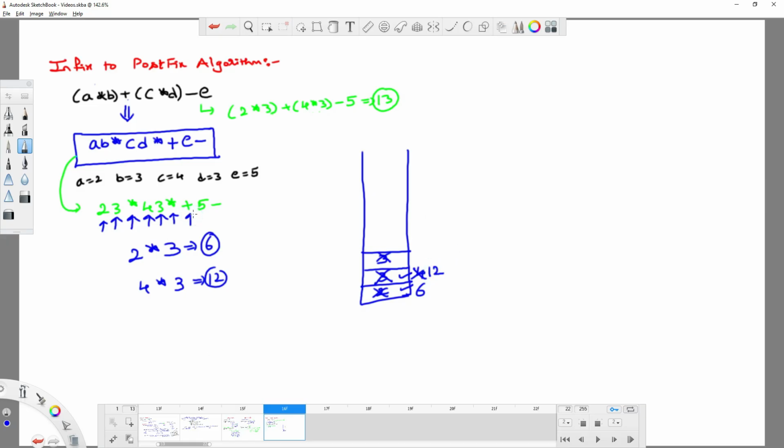Next you got again a plus. Observe, guys, you got a plus. Whenever you get a plus, what do you have to do? Pop the topmost two elements.